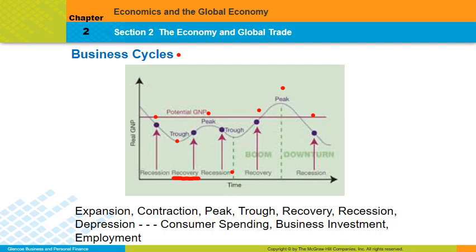Consumer spending, business investment, and employment all relate to this. Okay, if there is expansion, then consumer spending expands, business investments expand, employment goes up, the unemployment rate goes down. All right, if we are in the recession, that means there's a downturn. If it's longer than 6 months, it may be called a depression. When it contracts, then consumer spending contracts, business investment contracts, the unemployment rate goes up.